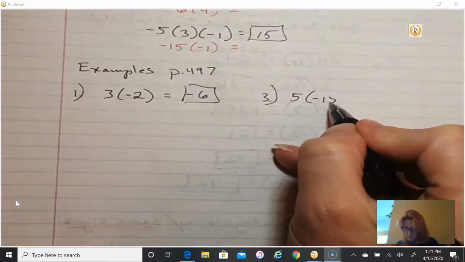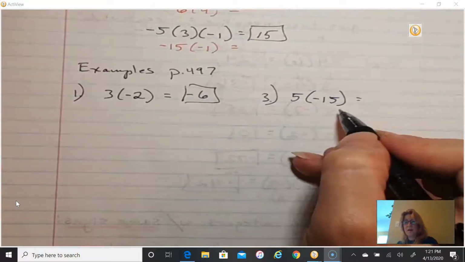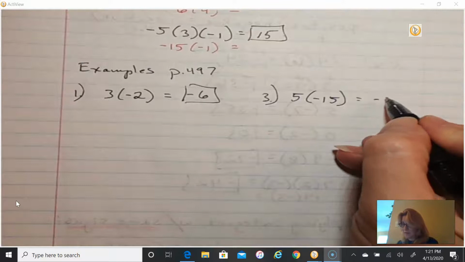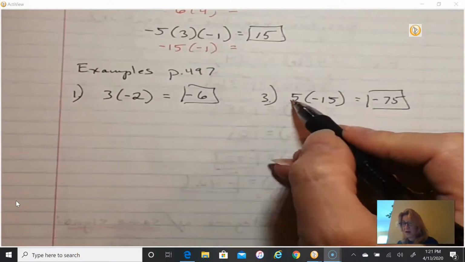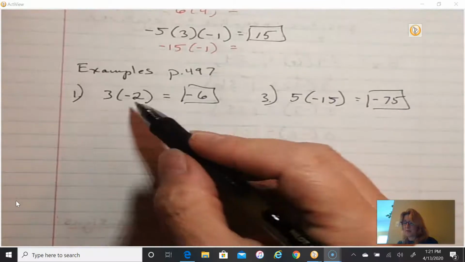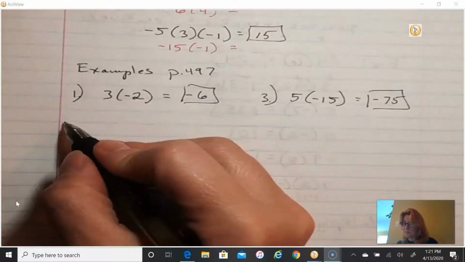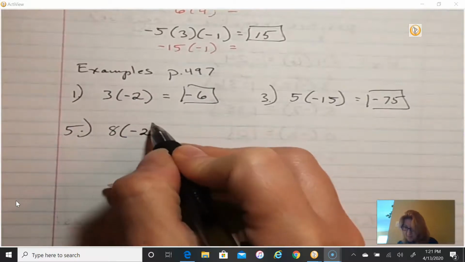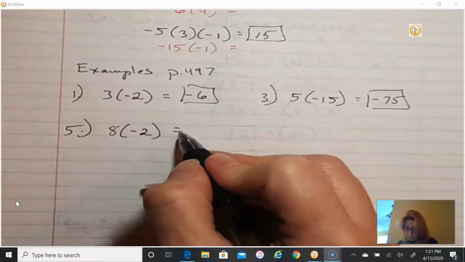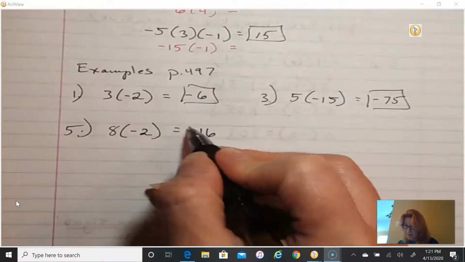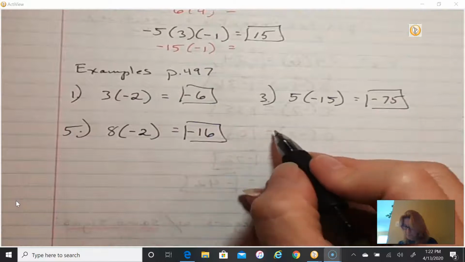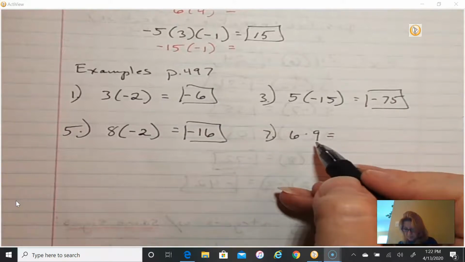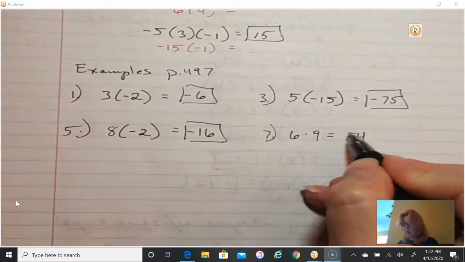5 times negative 15. Positive times a negative is going to give you a negative. 5 times 15 is 75, so it's negative 75. Positive times a negative, negative. 8 times negative 2, it's going to be negative 16. 7. 6 times 9. That's a positive times a positive, so your answer is going to be positive 54.